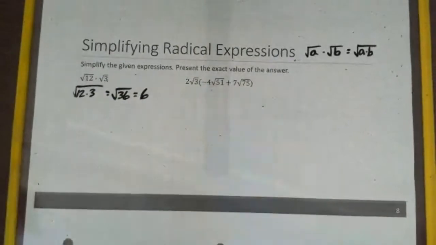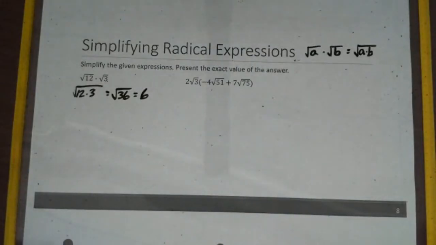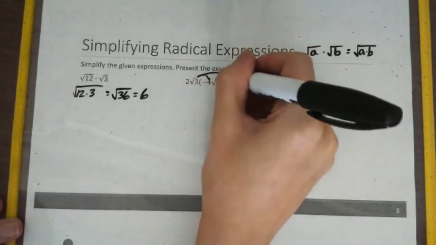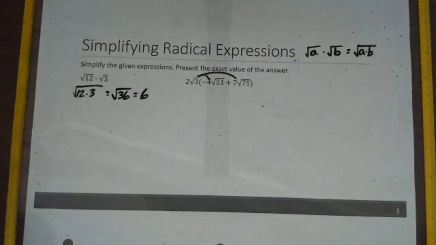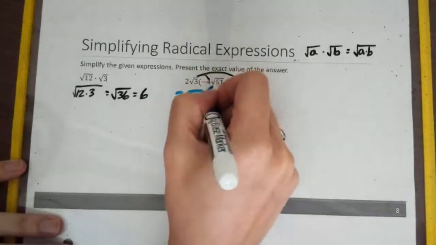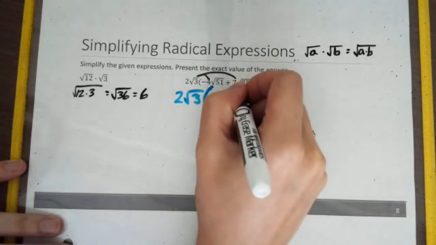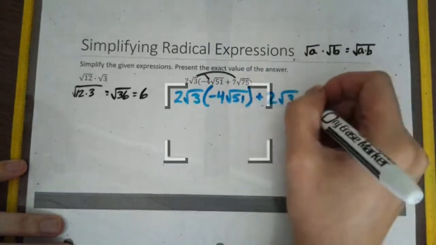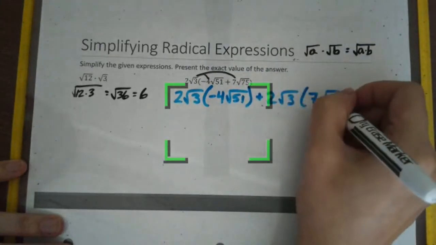We're going to look at this expression here. We have 2 times the square root of 3 times the quantity negative 4 times the square root of 51 plus 7 times the square root of 75. So just like we would with other expressions, we can distribute this 2 times the square root of 3 through the parentheses. What that's going to look like is 2 times the square root of 3 times negative 4 times the square root of 51, plus 2 times the square root of 3 times 7 times the square root of 75.